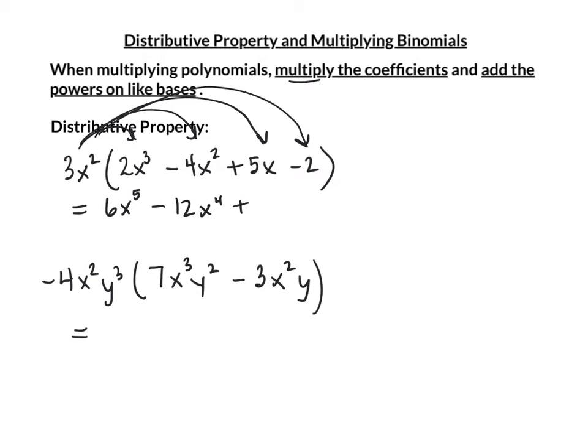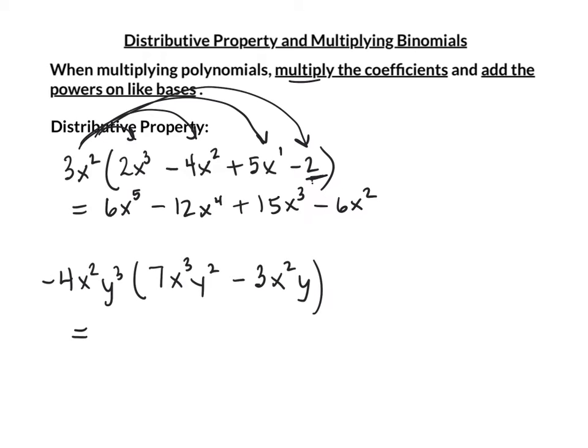Plus 3x squared times positive 5x, 3 times 5 is 15. This is x to the first. X to the first times x squared is x to the third. And for the last term, 3x squared times negative 2, 3 times negative 2 is negative 6. X squared, and there's no other x's here, so it's just an x squared.